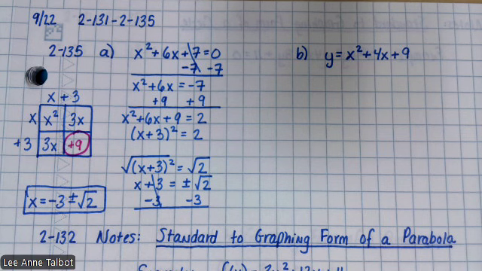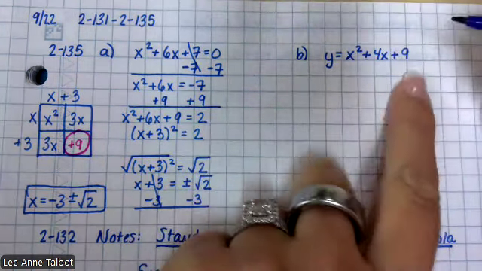So that's the first type. Okay, the second type is called standard to vertex form or standard to graphing form of a parabola. The difference between that and this is I don't have equals 0, I have equals y. So my goal is to take that and make it look like a, h, k. Okay, so the steps are very similar. Move the constant first.